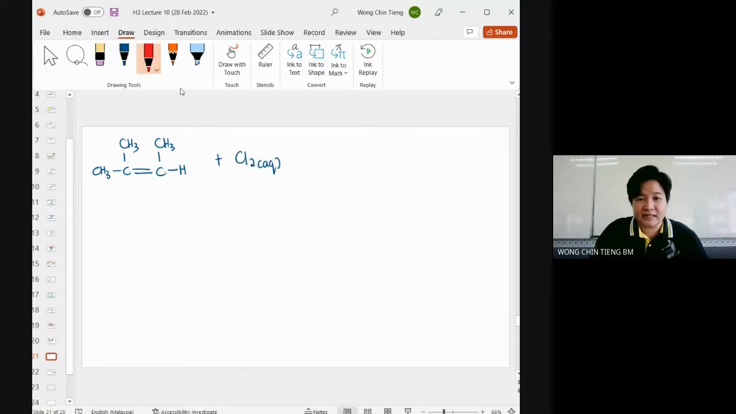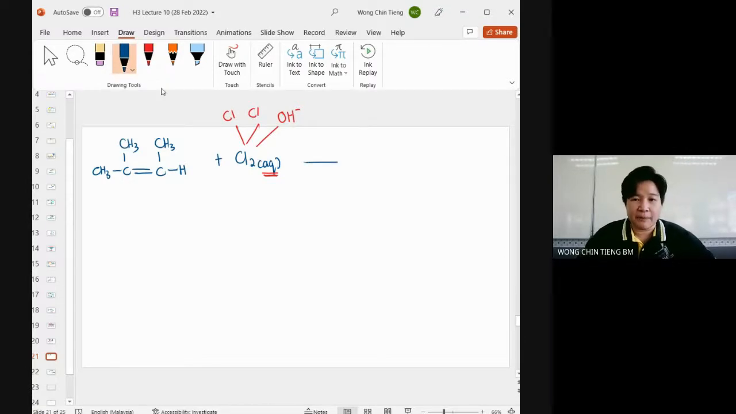Apa isu dia adalah bila dia ada aqueous, problem arise adalah dia ada 3 pilihan yang boleh tambah. Dia boleh tambah Cl, Cl, dia boleh tambah OH minus. Okay? Tu isu dia. So, kita akan dapat 2 produk.